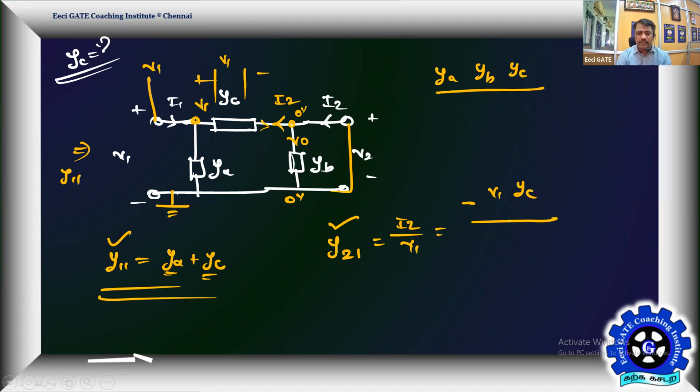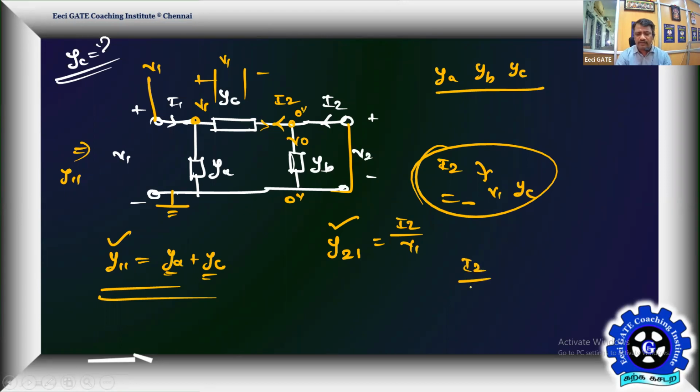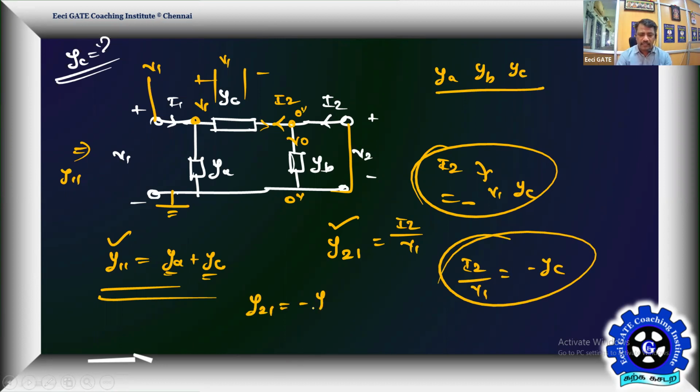So that's my I2, looking for I2 as a function of V1. Yes, I got it already. So straight away I2 is equal to minus V1 into YC, already the problem is over. So I'm going for I2 by V1. I2 by V1 is nothing but minus YC, done. Here itself the problem is over. Okay, so therefore my Y21 is equal to minus YC.